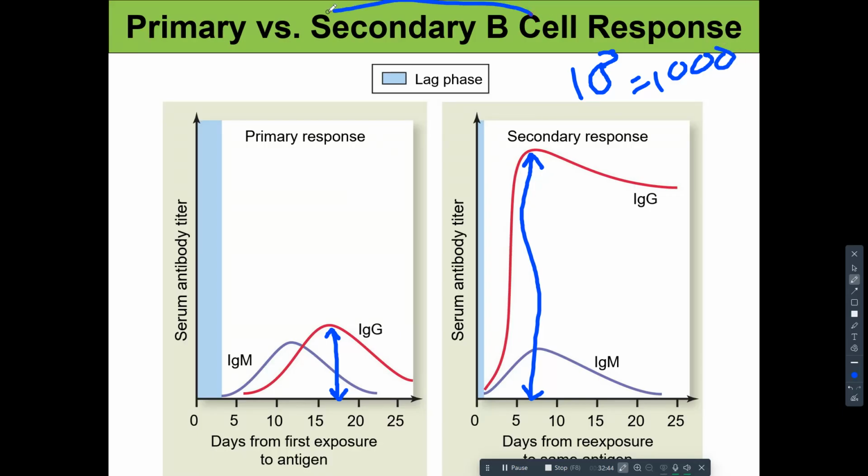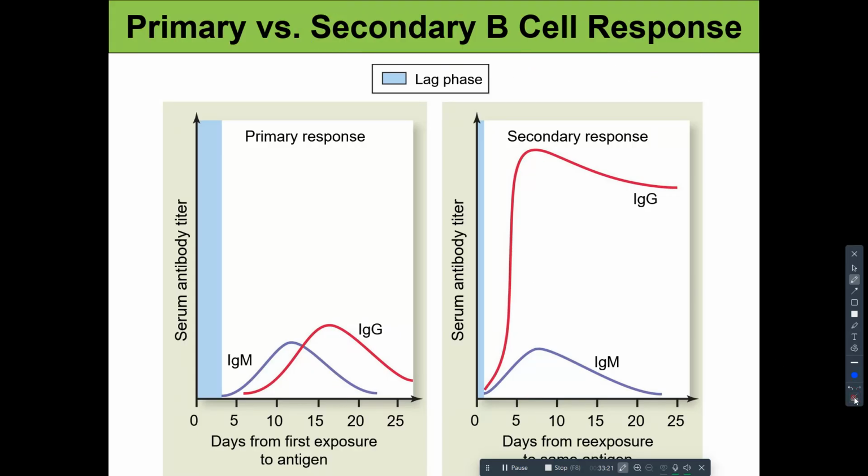So our secondary response is so much more robust than the primary. Way higher antibody levels, way shorter lag phase. And by the way, the antibodies are better. They grab on better. They do all their jobs better as well. And this is the fundamental basis of immunity. This is how immunity works. We make memory cells. Memory cells let us do everything better on subsequent exposures. So that's really what immunity boils down to. Okay.